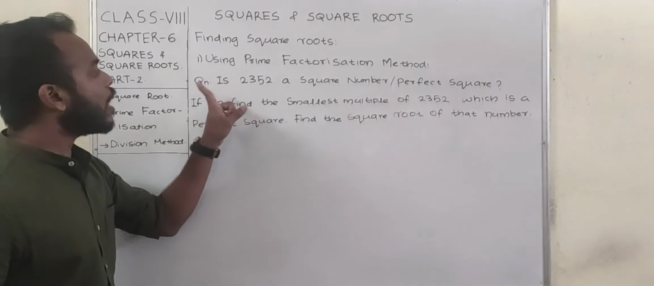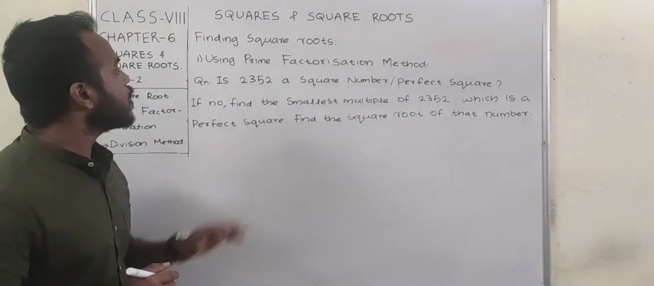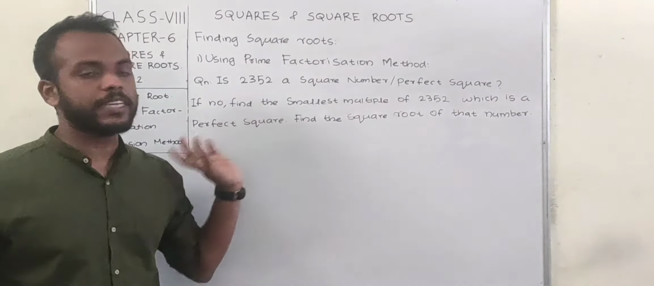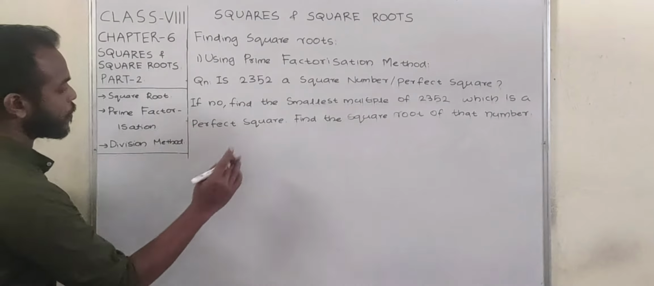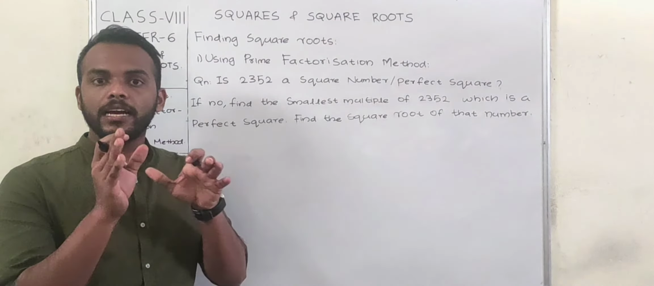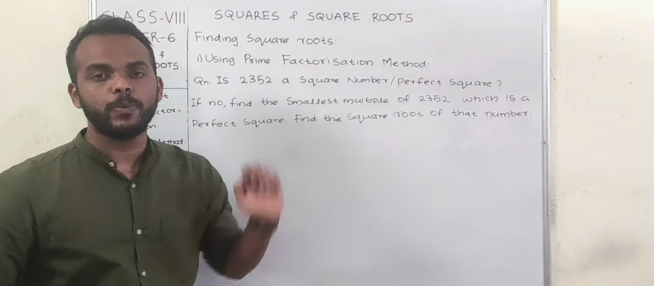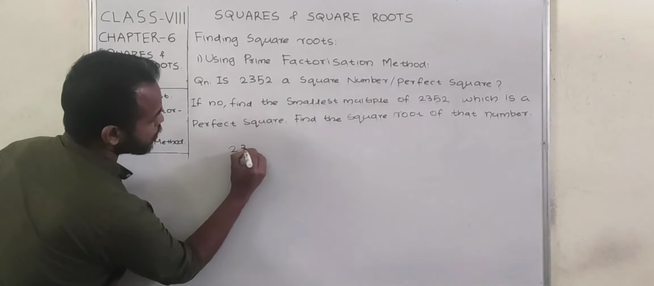Now we are asked to check whether 2352 is a square or a perfect square. To check that, we can use prime factorization method. We follow the prime factorization method, and if you get pairs in the perfect way, then we can claim it to be a square number. Now let's check whether it is the same. So this is the way.